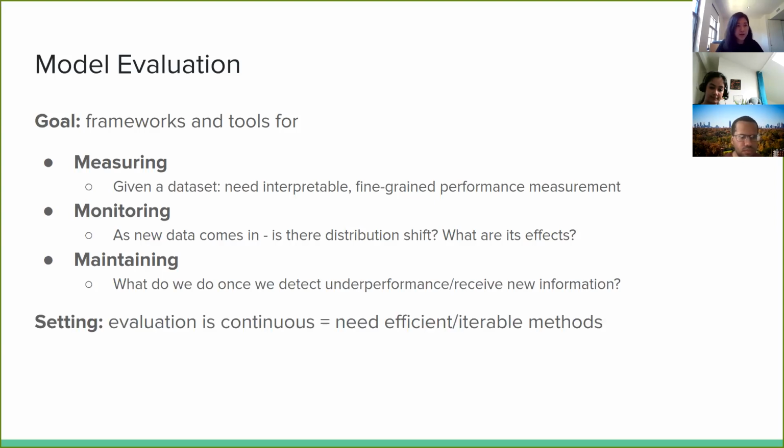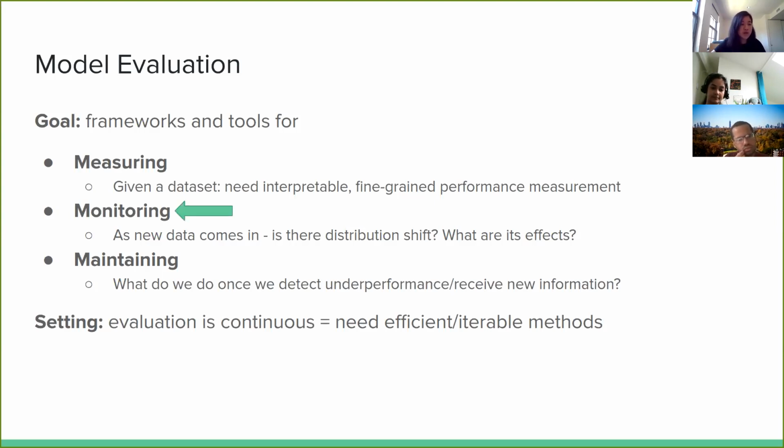And then one final thing to know about this setting is that model evaluation is a continuous process. So we can't just consider it as a one-time thing. And thus we'll need efficient methods in all three of these areas. We need quick procedures you can repeat again and again as time goes on.